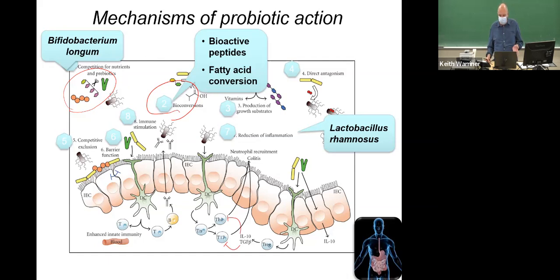So this is a direct antagonism. You're basically beating down the competition by producing these antimicrobial peptides and things like that. What you can also do is produce what we call prebiotics. So prebiotics are substrates that enhance the growth of good bacteria, whatever good bacteria are. So for example, you might produce butyric acid. That's a popular one. You might produce vitamins, biotin, something like that, which promote the growth of beneficial bacteria.